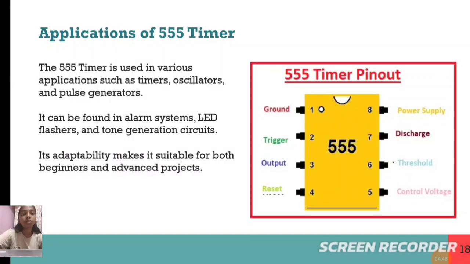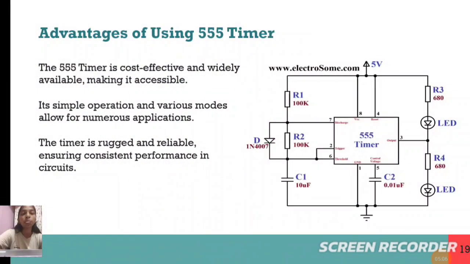Applications of 555 timer. The 555 timer is used in various applications such as timers, oscillators, and pulse generators. It can be used in alarm systems, LED flashers, and tone generation circuits. Its adaptability makes it suitable for both beginners and advanced projects.